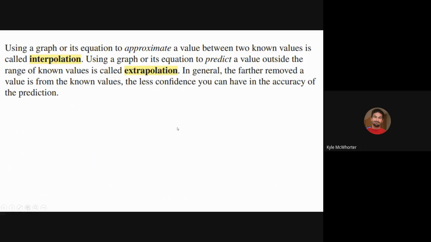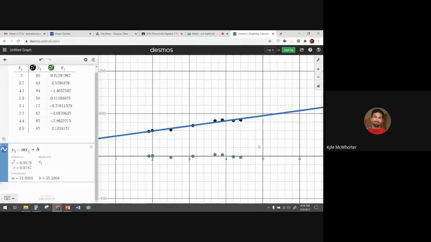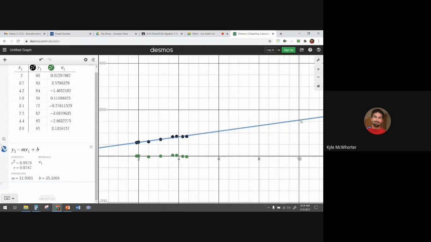And the further away you get from your data points, right? If we're trying to make predictions for when it's a 10-minute eruption, that might not be as reliable as if we are predicting for a 3.3-minute eruption. That would be interpolation. So the further away you're extrapolating, the less reliable, in general, your prediction will be.